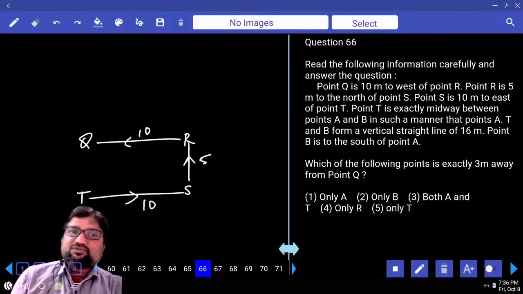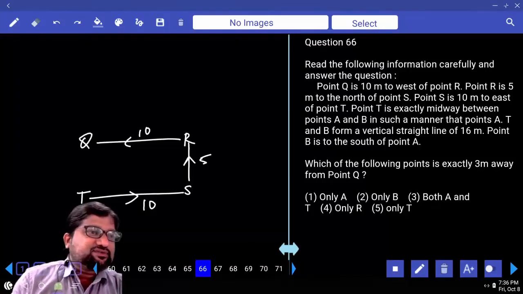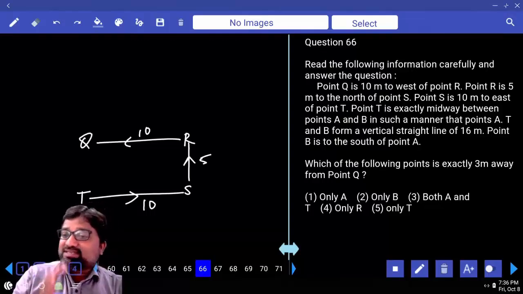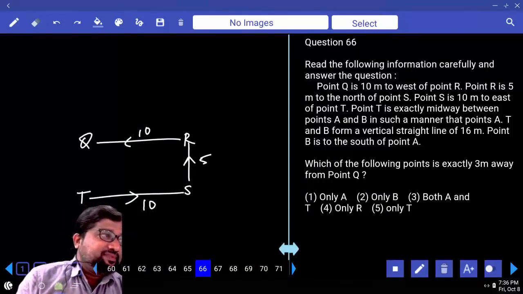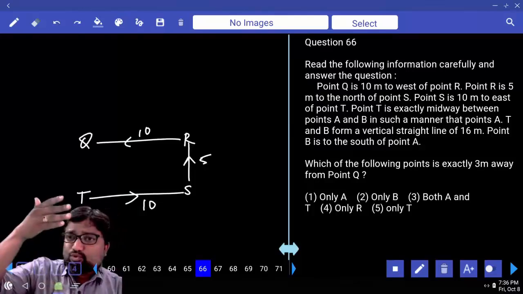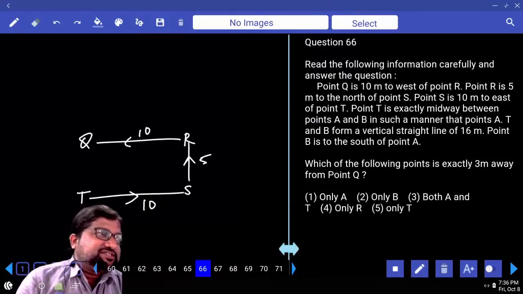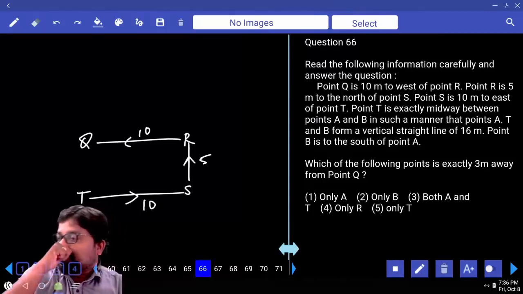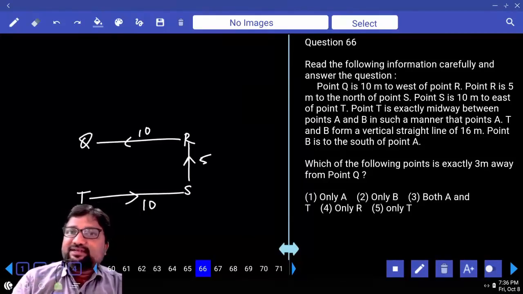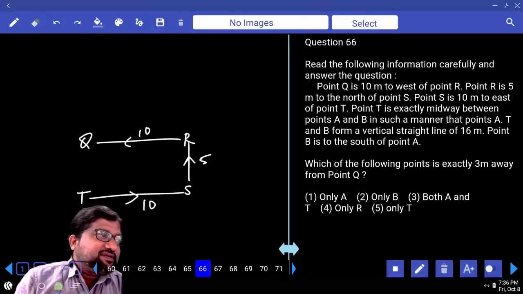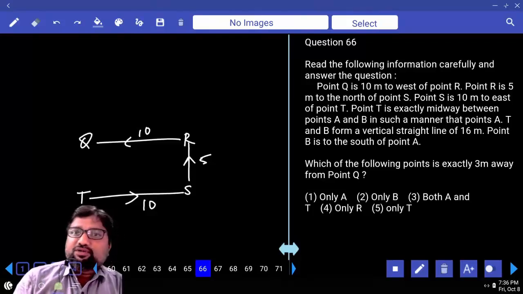Point B is to the south of A. So, this T is exactly between A and B. If we join these 3 points A, T, B, it is 16 meters. That means from A to T it is 8 and T to B is also 8. And tell me whether A is to the north of T or south of T. 100% guarantee A is to the north of T.